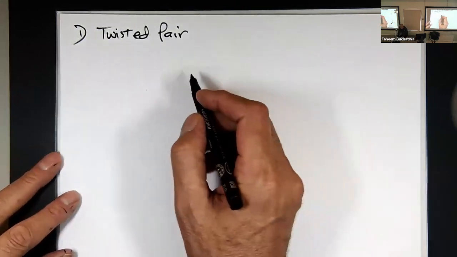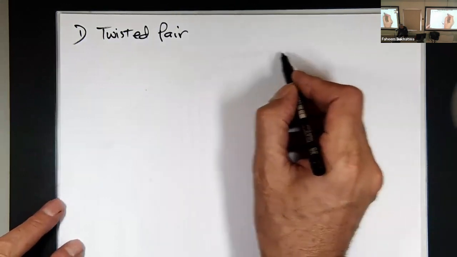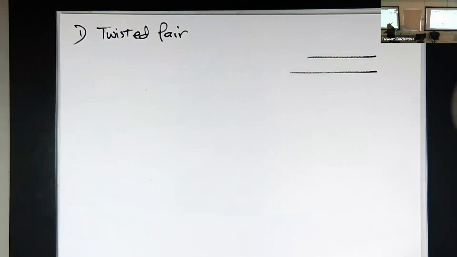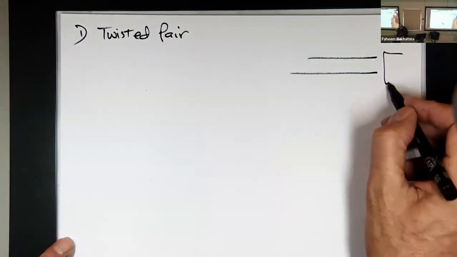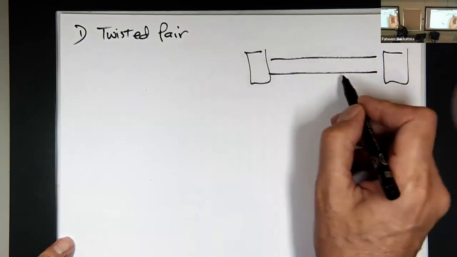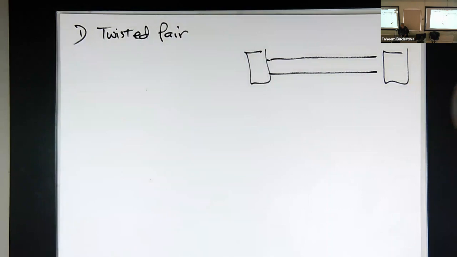So twisted pair is simple, it's just a pair of wires. So you have a pair of wires, and that's normal. That was taken from the telephone system. A pair of metal wires, generally copper, because it's a conductor of electricity. And usually we send a signal between two computers through a copper wire, or a pair of wires.